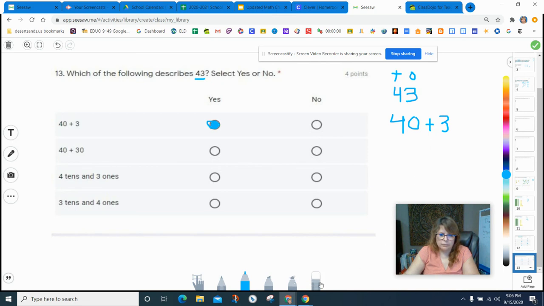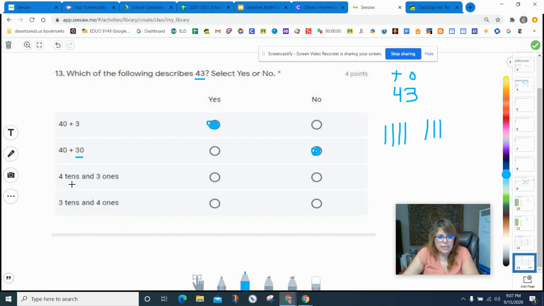Let me draw a picture. 40 plus 30. If I have 40, I'm going to draw 4 tens. 1 ten, 2 tens, 3 tens, 4 tens. And then 30 will be 10, 20, 30. So now I count 10, 20, 30, 40, 50, 60, 70. I don't want 70. I only want 43. So that's definitely a no.